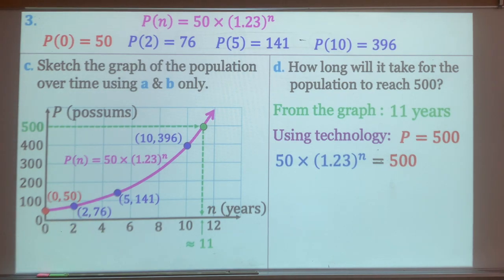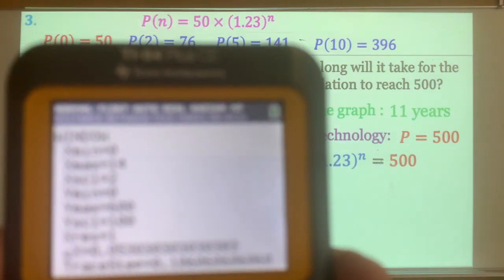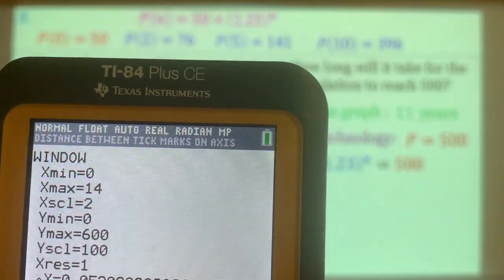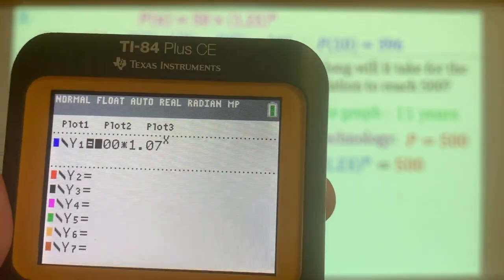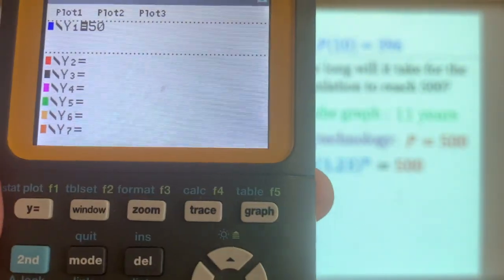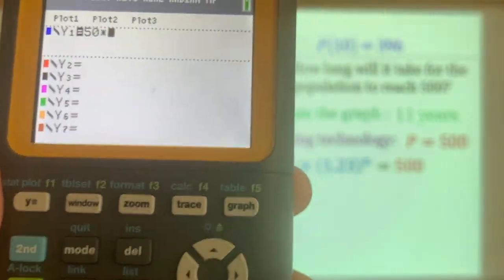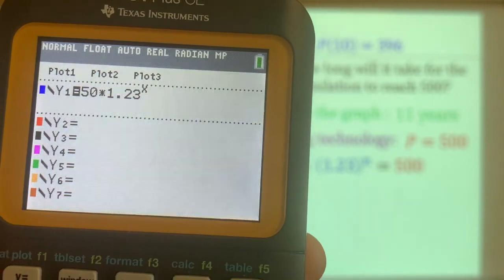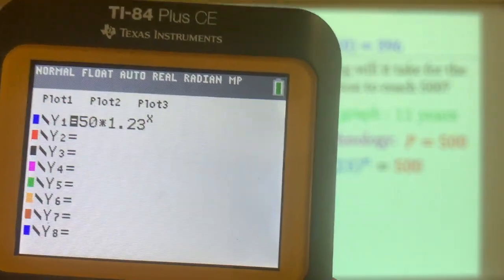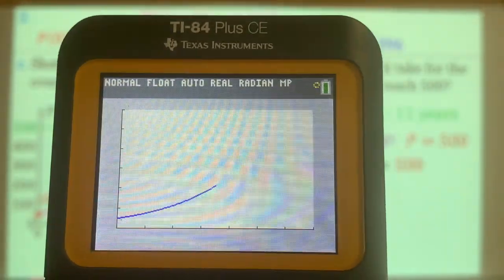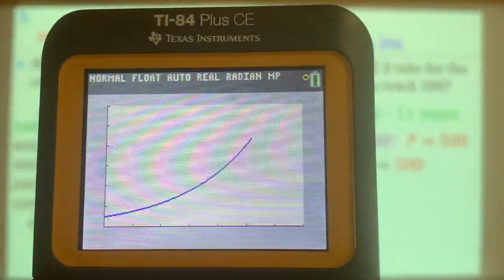All right, so the first thing I did was I made my window first. Do you have to make your window first? Of course not. But I made it just like the graph I have there. And I go to y equals. I don't want that yucky graph in there anymore. I'm going to use my new one, 50 times 1.23 caret x. Make sure you hit enter. Now when I hit graph, it's going to go right to the graph. I don't have to fool around with my window.